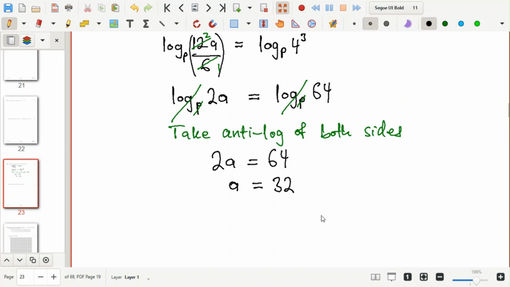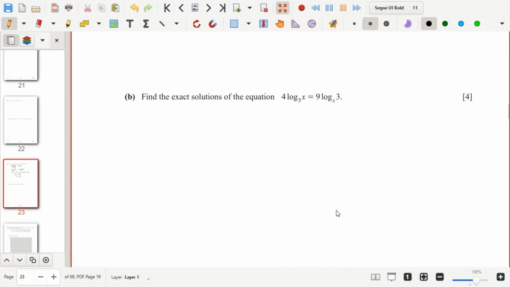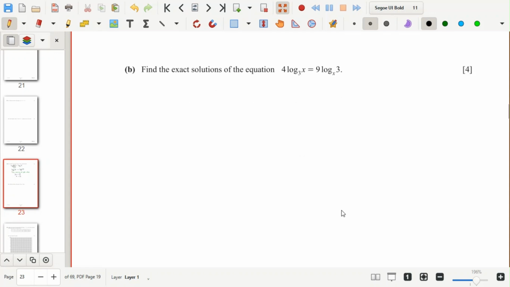Okay, let's move on to the next question. Find the exact solutions of this equation. Here, this is the same as 4 log x to the base 3. This expression we can change to base 3, and this is the same as 1 over log x to the base 3.